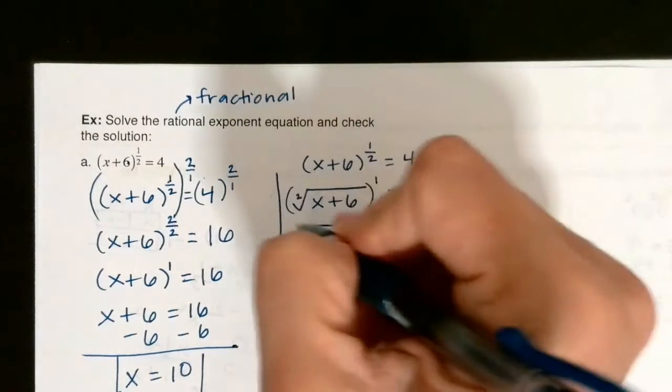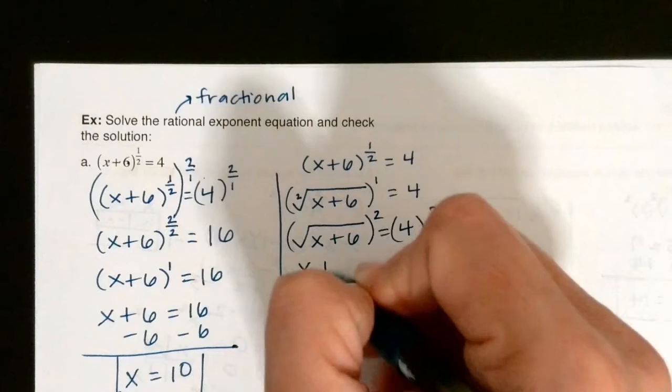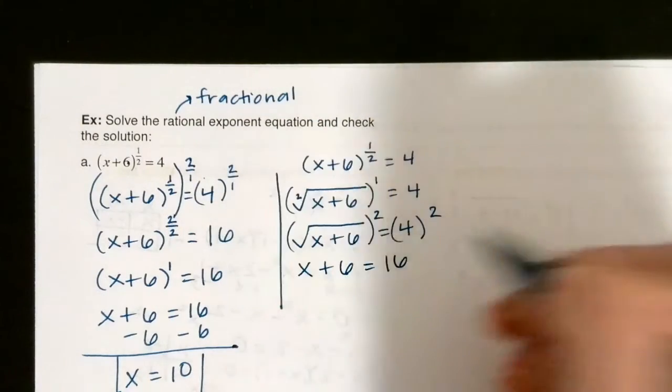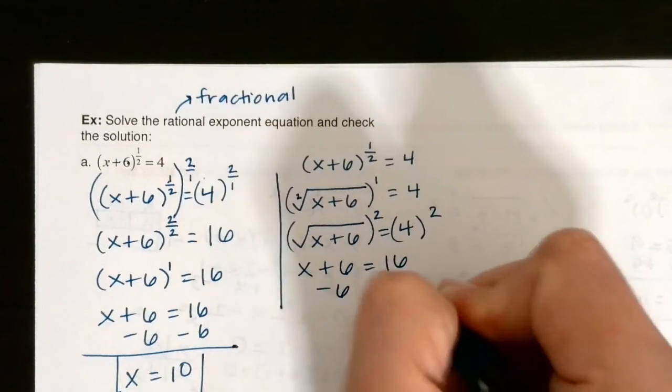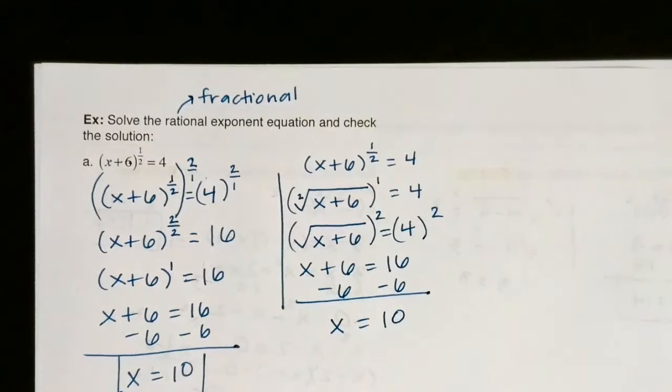And then I square both sides. So I get x plus 6 equals 16. And then I subtract 6. And I get x equals 10. Alright? So we've already checked it. So there's your answer for that one. So you get to decide what you want to do after this for the other ones.